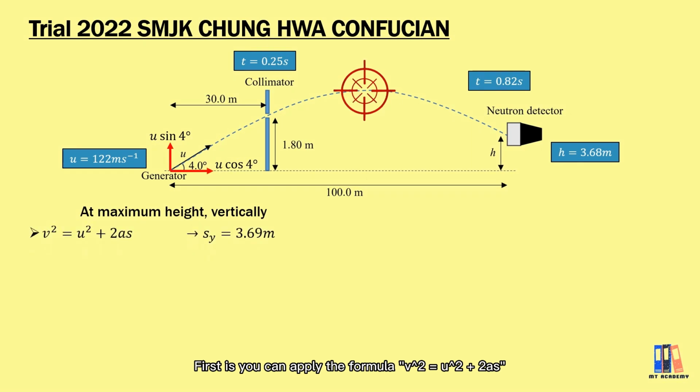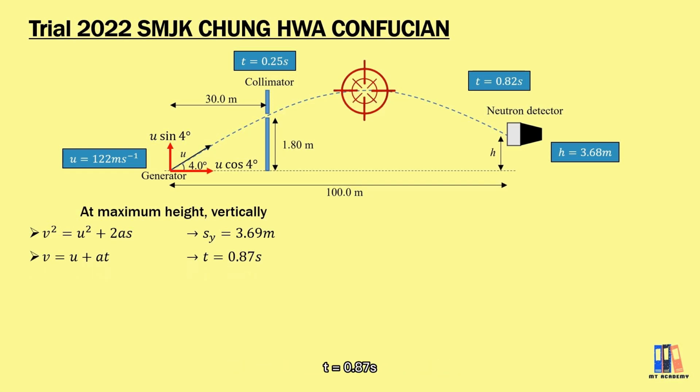First, you can apply the formula of v² = u² + 2as, and you can obtain the maximum height is equal to 3.69 meters. Another formula would be v = u + at, and you can obtain the time to reach the maximum height is equal to 0.87 seconds.